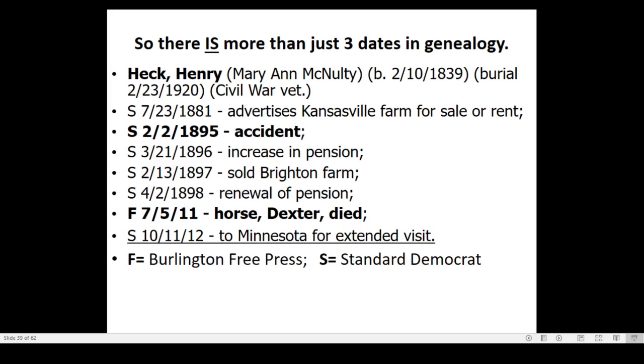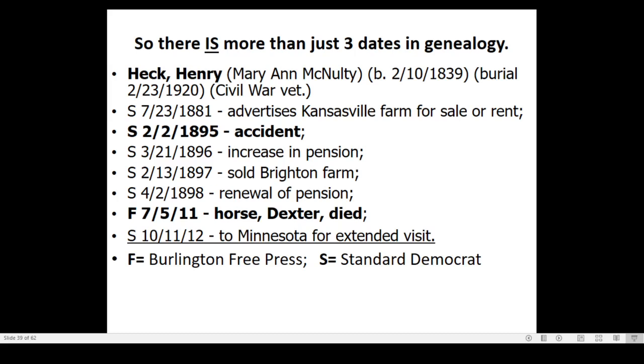The next one, you see this number? That's the code number. And the S stands for the Standard Democrat newspaper of Burlington. The F stands for the Burlington Free Press. So that means that this one here in the Standard Democrat, on that particular date, Henry Heck advertises his Kansasville farm for sale or rent.